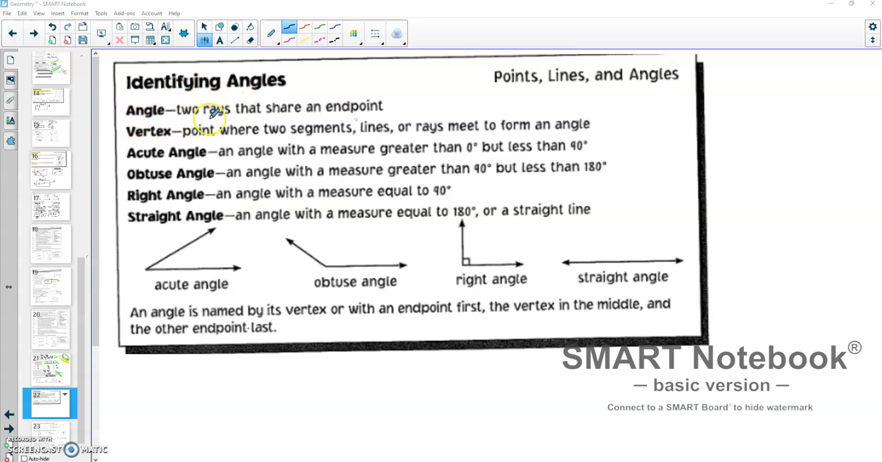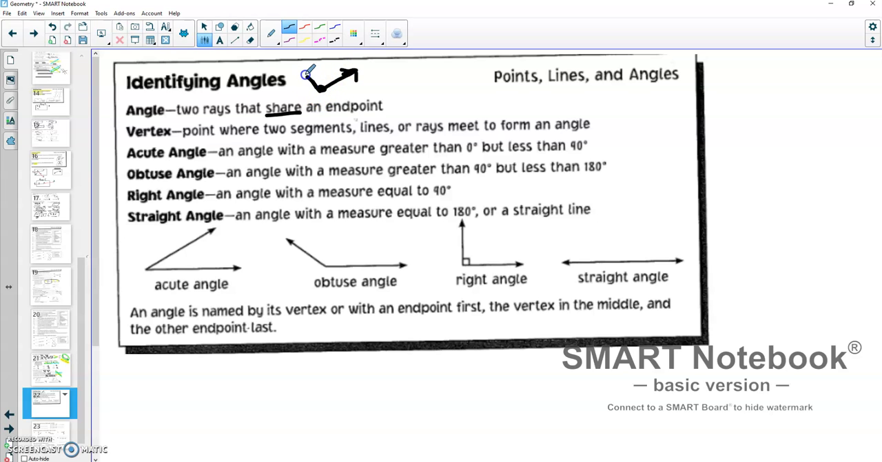Angle. It's when two rays share an endpoint. Remember, two rays. What are rays? They start at a dot and they go on forever in one direction. Now here's one ray. We have two rays that share an endpoint. So here's the endpoint. There's one ray.